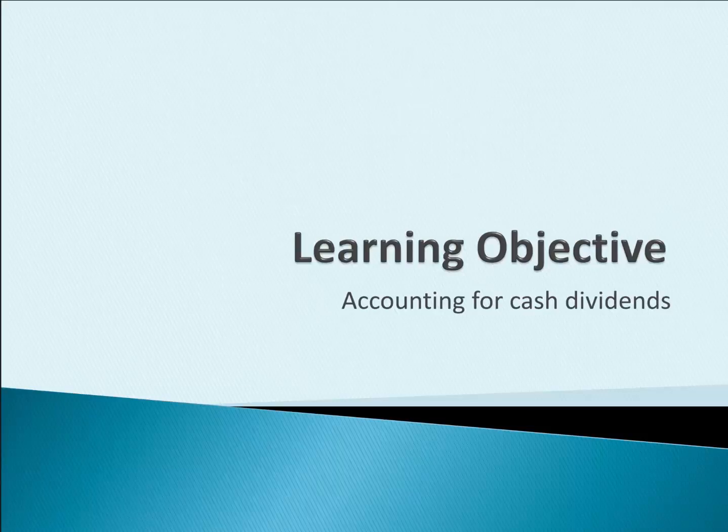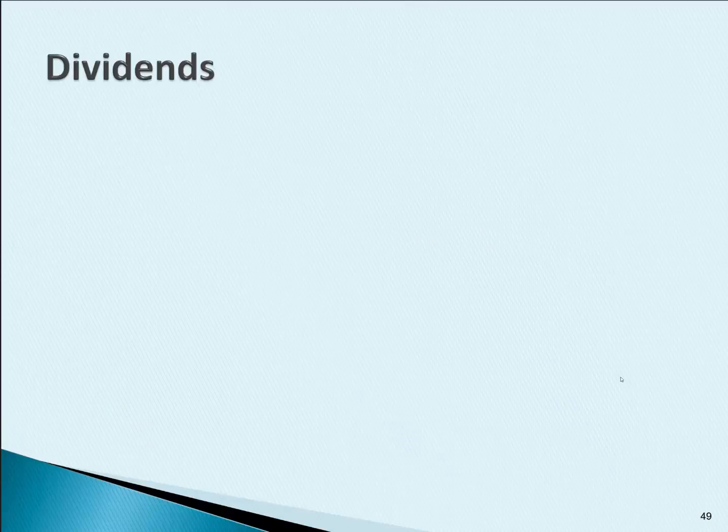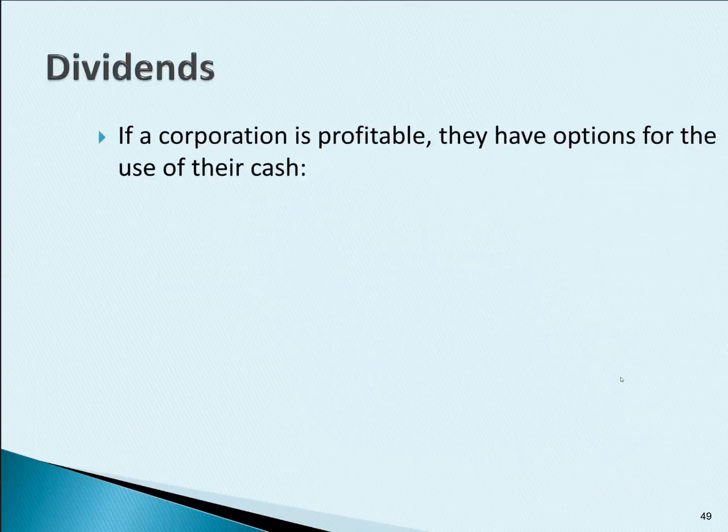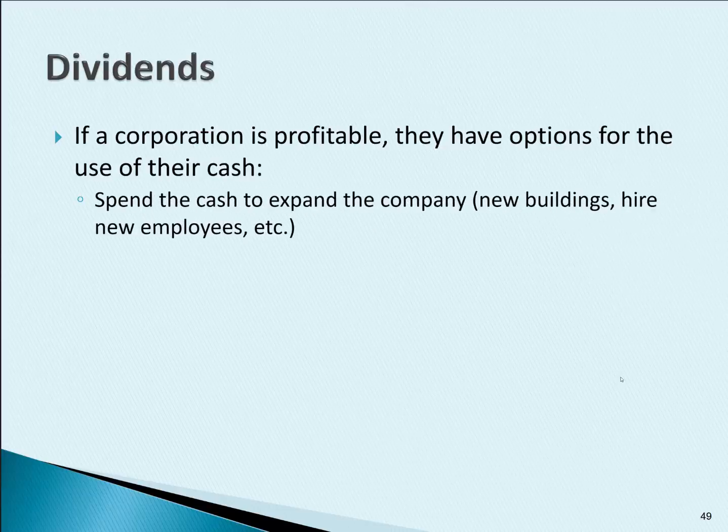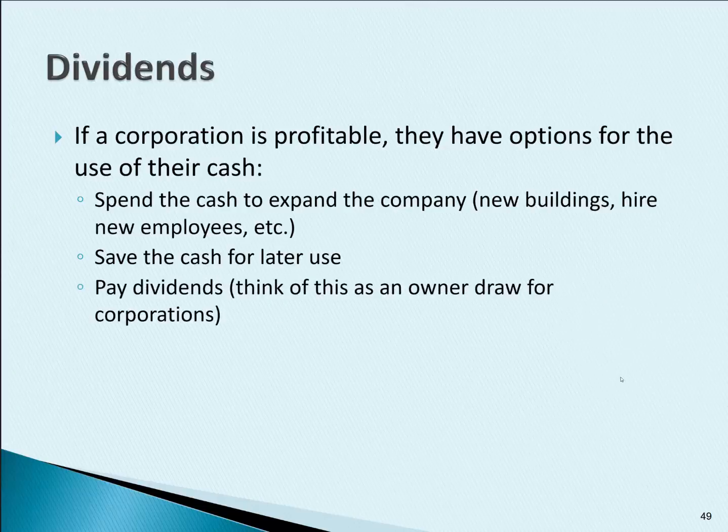The next objective is accounting for cash dividends. So, assuming a corporation is profitable, they have many options for using their cash. They can spend the cash to grow the company. They can buy new buildings, construct new buildings, hire new employees, buy another company. They can save the cash for using it later, and they can pay dividends.